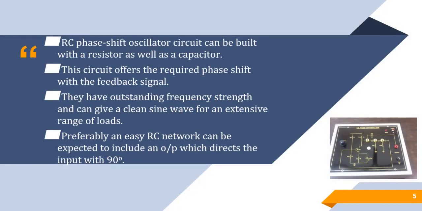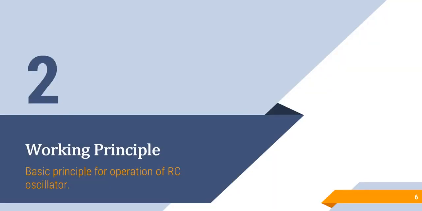RC phase shift oscillator circuit can be built with a resistor as well as a capacitor. The circuit offers the required phase shift with its feedback signal. They have outstanding frequency stability and can give us a clean sine wave for an extensive range of loads. Preferably, an easy RC network can be expected to include an output which leads the input by 90 degrees.